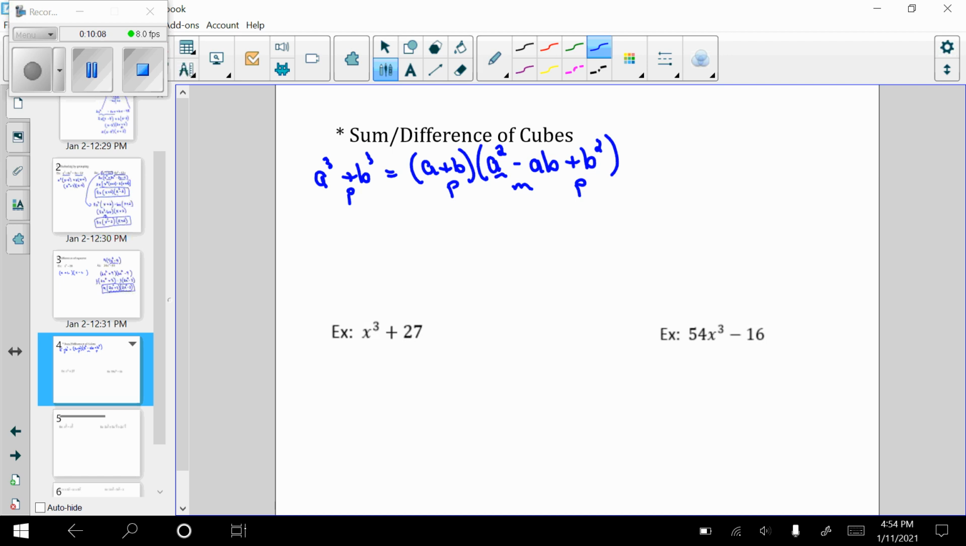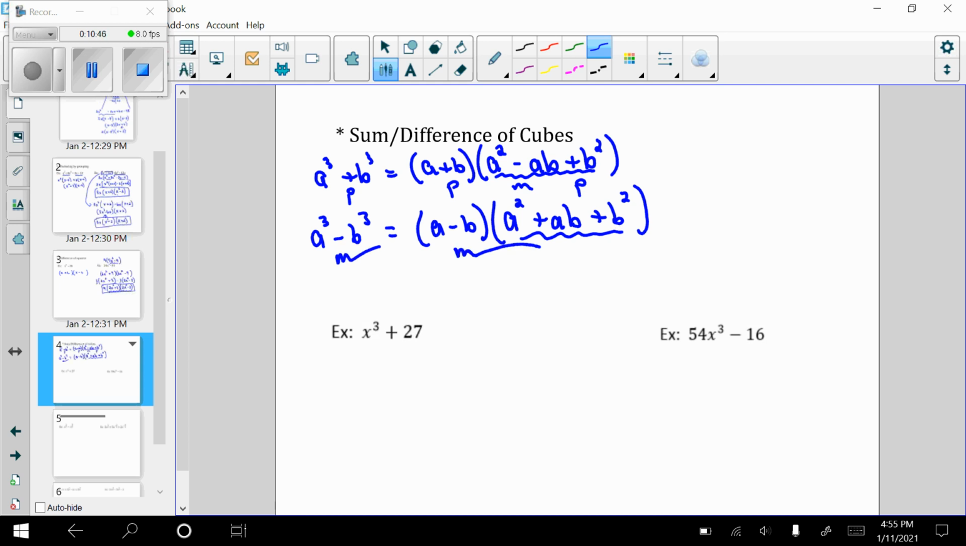Also, for this quadratic that you always end up with here, that can never, ever be factored. And the zeros of that quadratic are always imaginary. So for a cubed minus b cubed, I'll tell you my pattern for that one. It's going to be a minus b times a squared plus ab plus b squared. Again, this is a quadratic that can't be factored. You have to solve it using the quadratic formula. So for this one, I get a minus, a plus, and a plus.